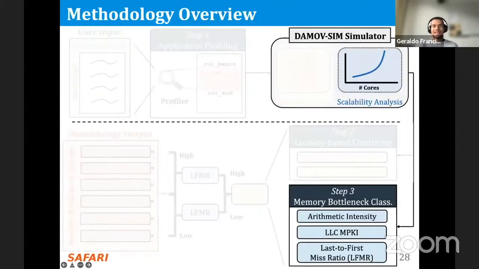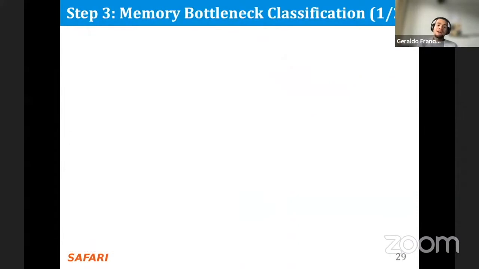Finally, we look into step 3 of our methodology. While step 2 allows us to understand the inherent application sources of memory bottlenecks, it's important to understand how hardware architecture features can also result in memory bottlenecks. As a result, in our third step, we perform a scalability analysis of the function selected in step 1, where we evaluate the performance and energy scaling for 3 different system configurations.